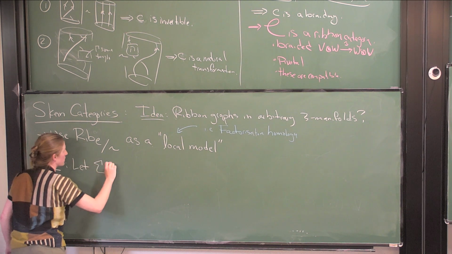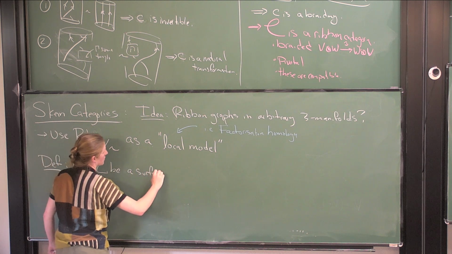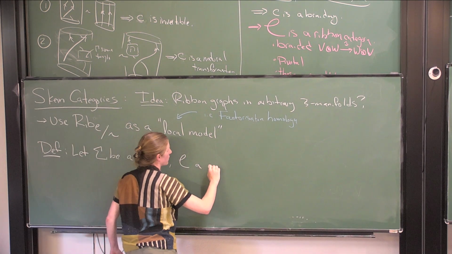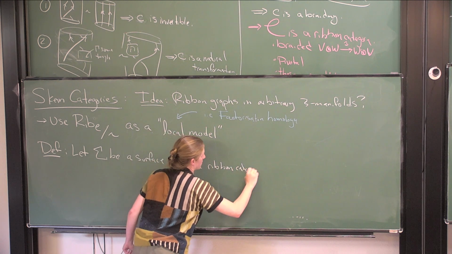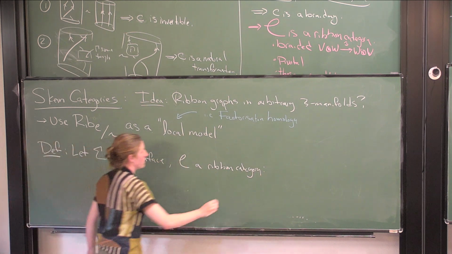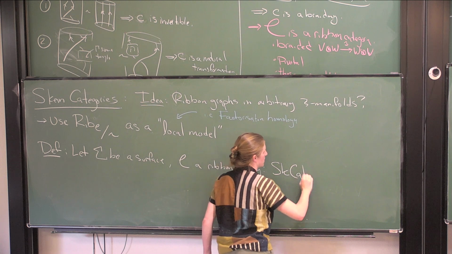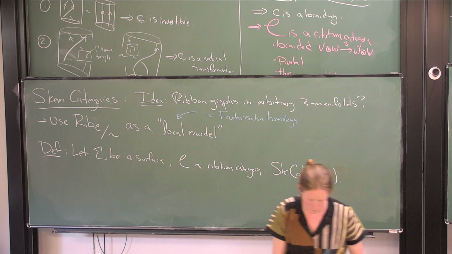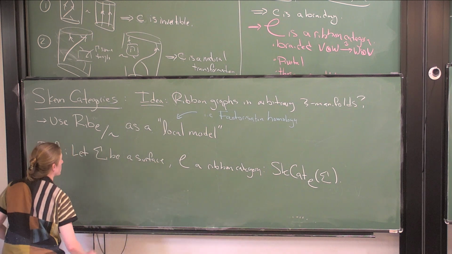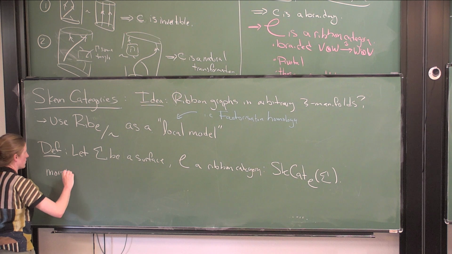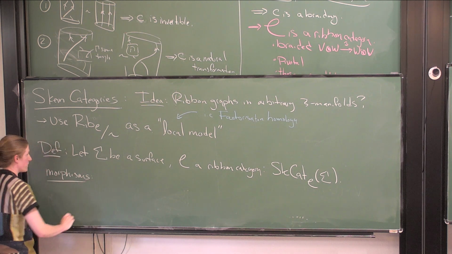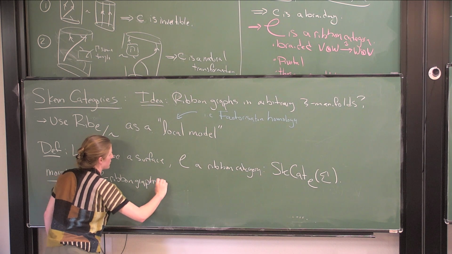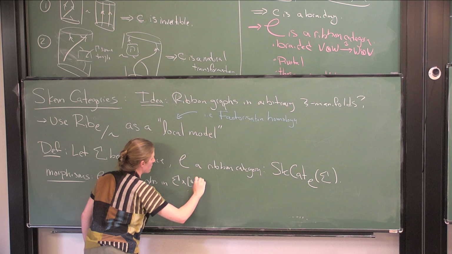Let sigma be a surface. It can have boundary. It doesn't have to be closed. Let C be a ribbon category. What I want to define is what I'll call Skein cat sub C of sigma. And so let me start actually with what the morphisms are. The morphisms are going to be C ribbon graphs in sigma cross [0, 1].